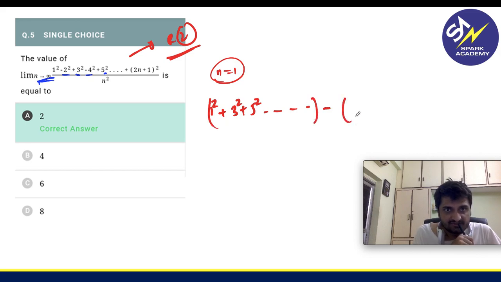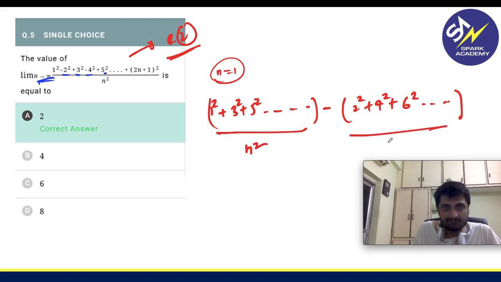Minus. So if you are substituting 1, you are getting 3 square. If you give 0, you are getting 2 square. Then you are getting minus of 2 square, plus 4 square, plus 6 square and so on, divided by n square, with limit n tends to infinity.